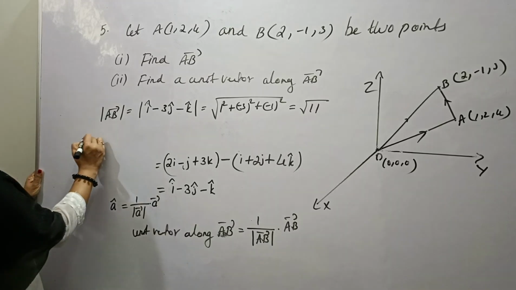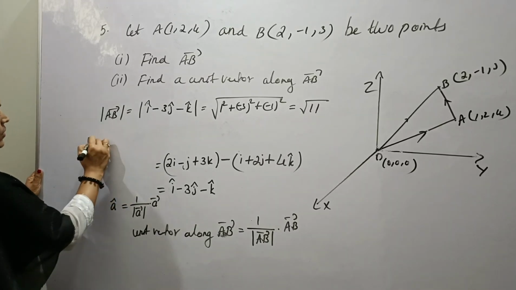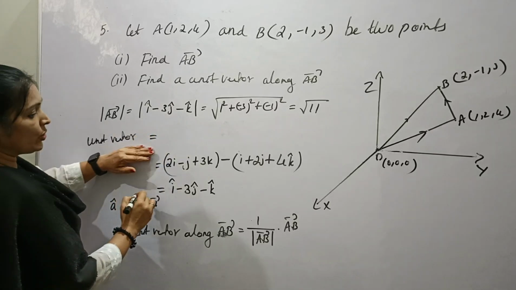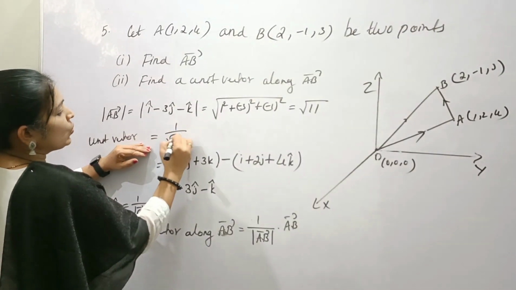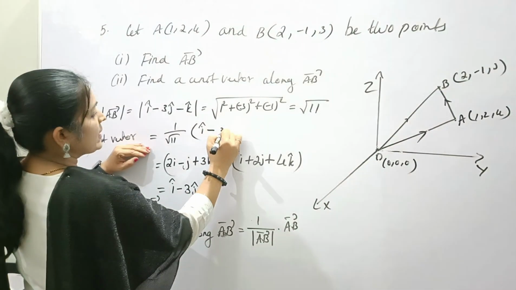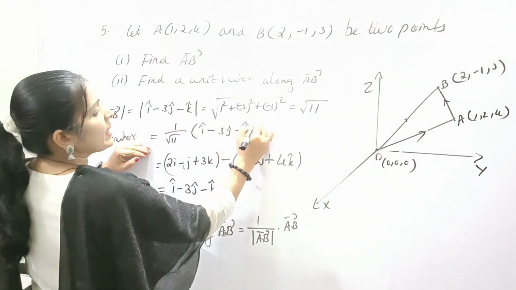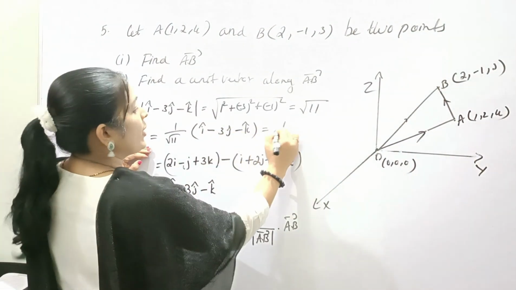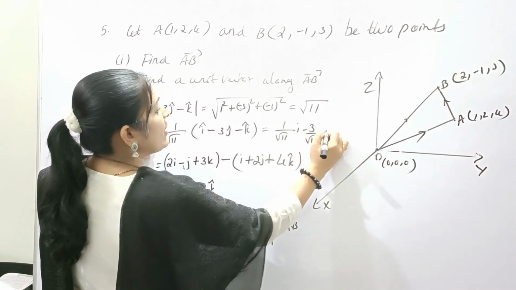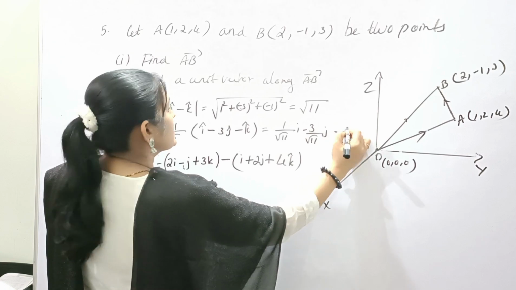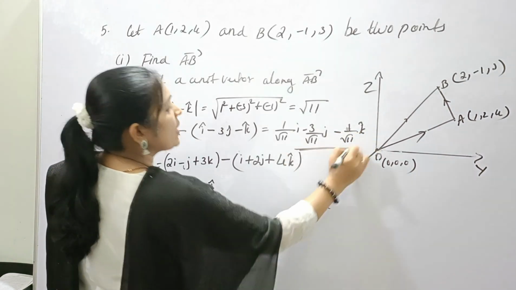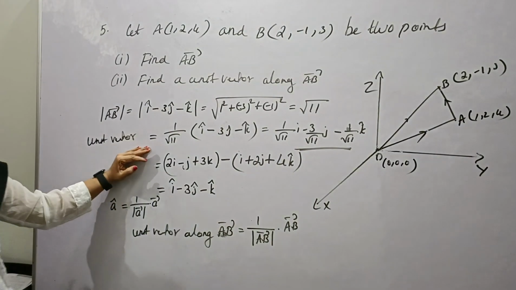Therefore, the unit vector along vector AB is equal to 1 by root 11 into vector i minus 3j minus k. That is 1 by root 11 i minus 3 by root 11 j minus 1 by root 11 k. So it is the required unit vector along vector AB.